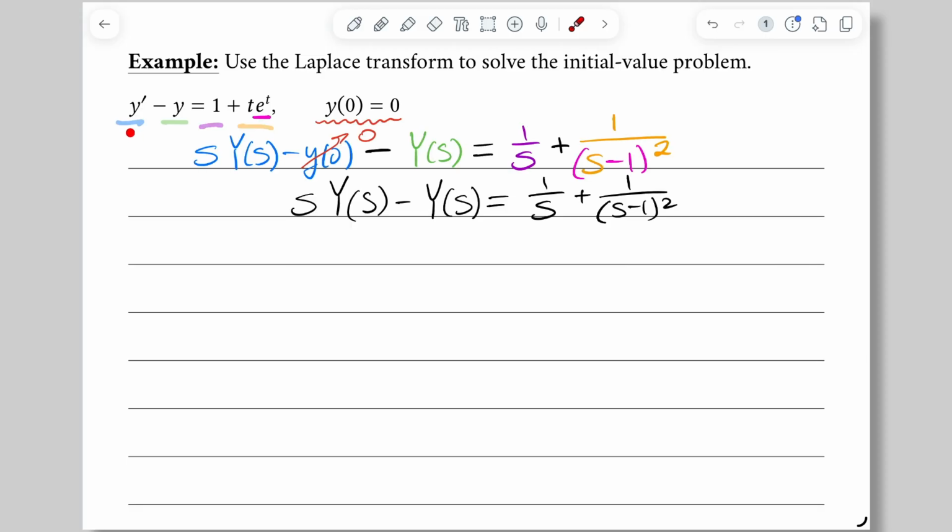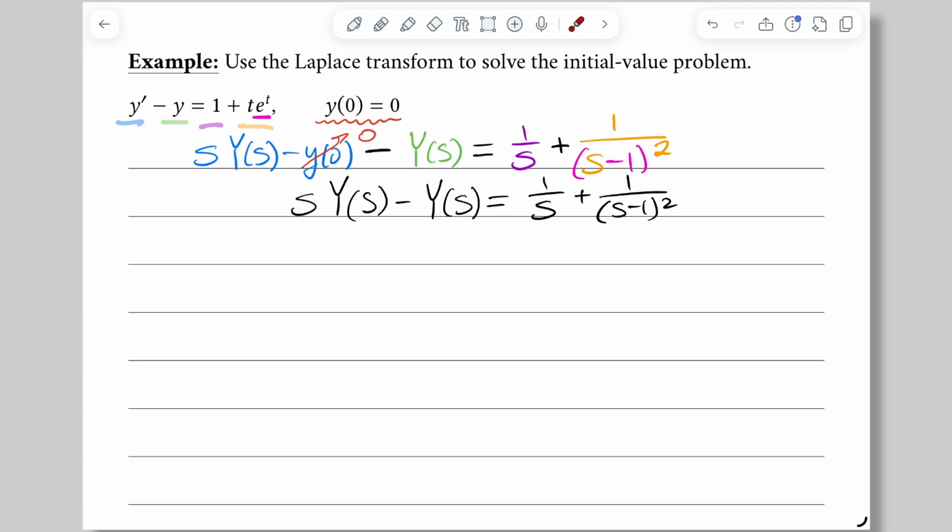The transform of y prime is s Y of s minus y of 0. The transform of y is uppercase Y of s. The transform of 1 is 1 over s. And the transform of t e to the t is the transform of t, so 1 over s squared, except that e to the t gives us a shift. So we have 1 over s minus 1, the quantity squared. Since our initial condition is y of 0 is equal to 0, I can replace y of 0 using 0. And we end up with s Y of s minus Y of s is equal to 1 over s plus 1 over s minus 1, the quantity squared.